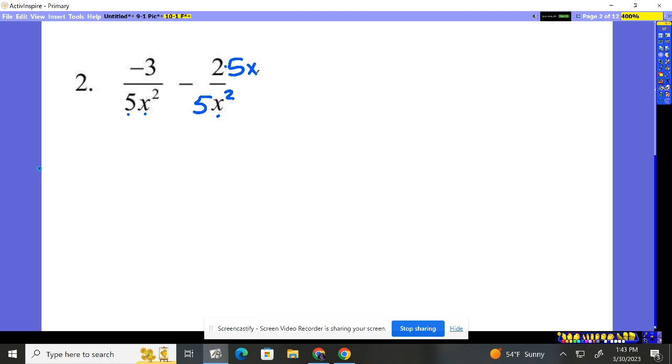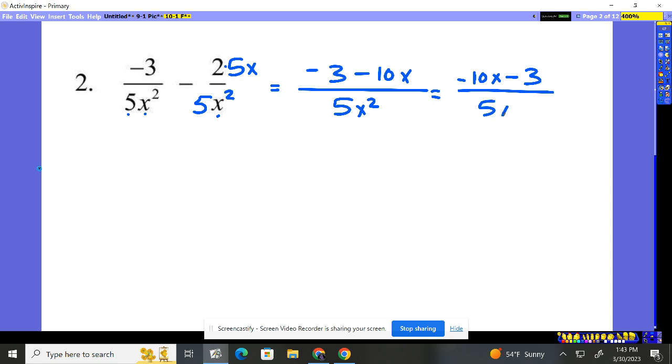So this ends up giving us an answer. Up top, I get -3 because I didn't do anything to him, minus 2 times 5 is 10, 10x all over 5x squared. And you can leave it that way. Again, most people would want the x piece out in front, the number in the back, but I am fine with this.